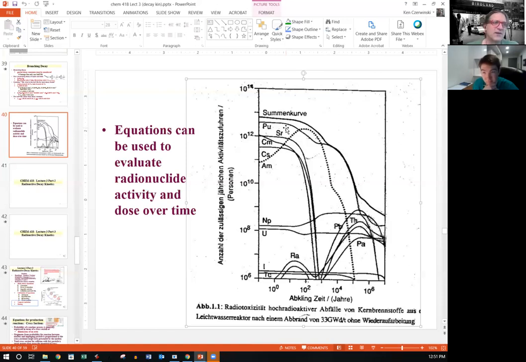But you're also putting it into a form which, if this is for radiotoxicity of high radiation waste, it's nuclear waste from a light water reactor without reprocessing, and it's 33 gigawatt days per ton. That tells you something about how much it was burned up. And this is just for the nuclear fuel itself.